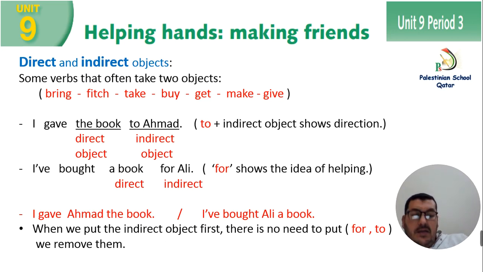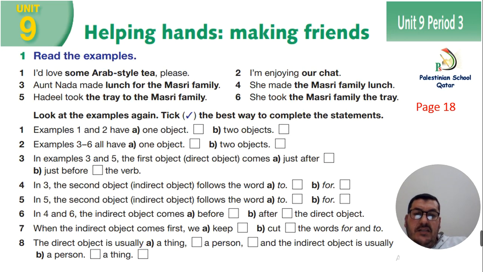Now next exercise, page 18. We have exercise number 1. I'd love some Arab style tea, please. Here, where is the verb, everybody? The verb is love. And how many objects do we have? I'd love some Arab style tea. We have just one object.